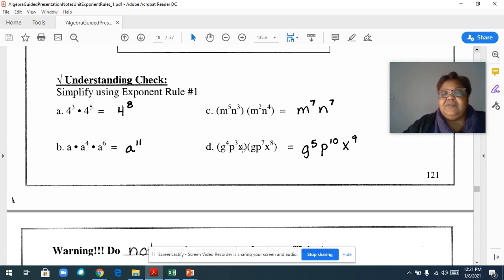Same thing with this one. Now right here, only p is raised to the 7th power, okay? Not the g. G is to the 1st power. So you're going to write that 1 there. 4 plus 1 is 5. 3 plus 7 is 10. And 1 plus 8 is 9.